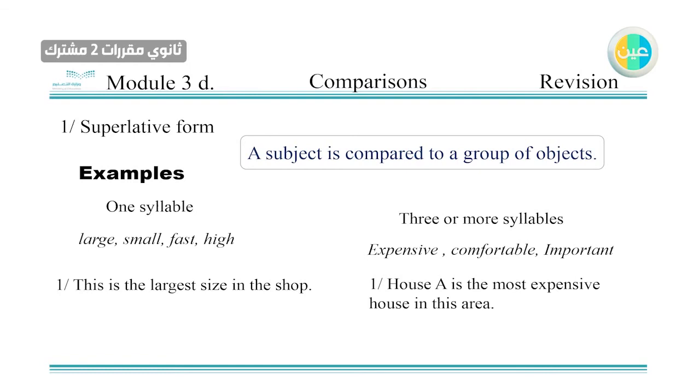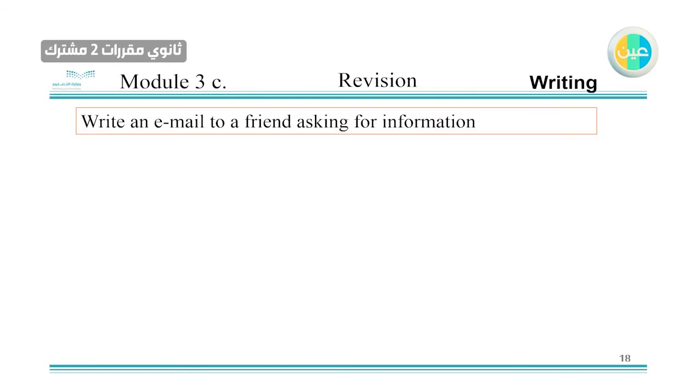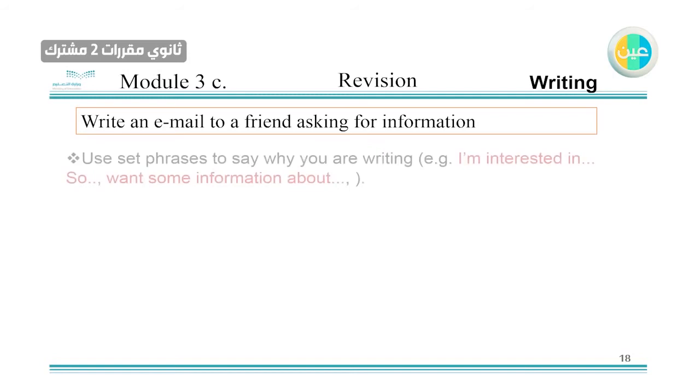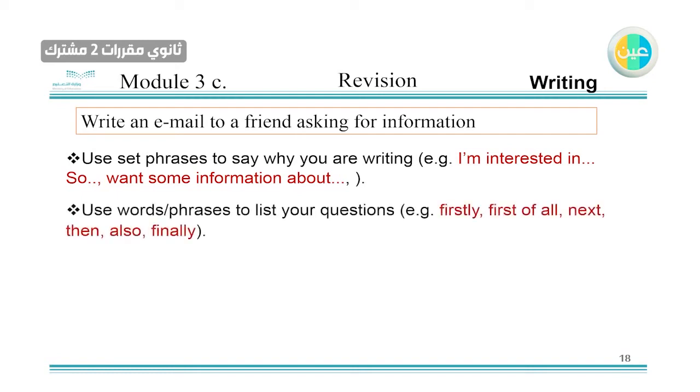superlative form. Moving on. When you want to write an email to a friend, you're giving her news about your new house. For example, you can use phrases like, I'm interested in, I want to know information about. If you want to list your questions, you use first of all, then finally.